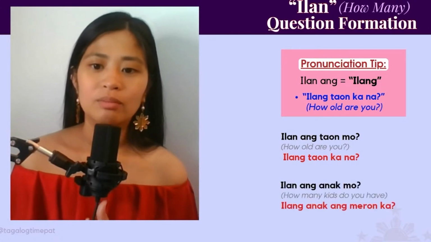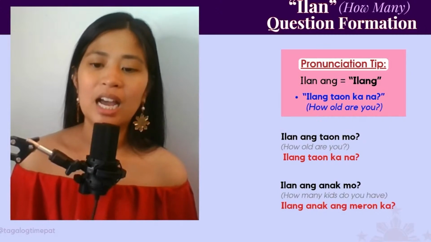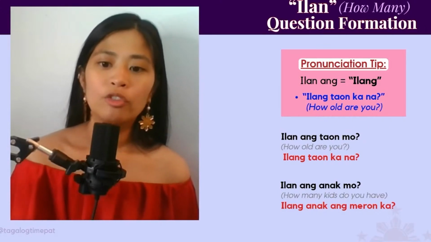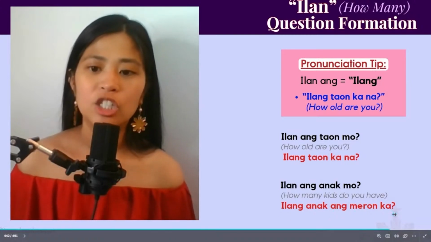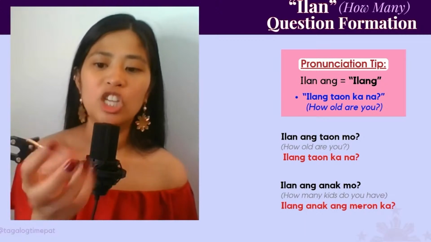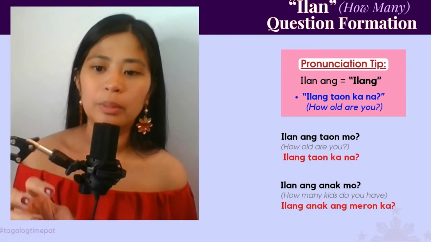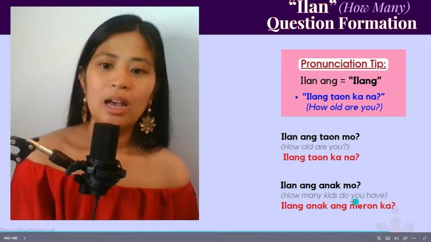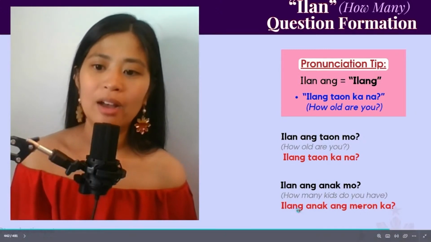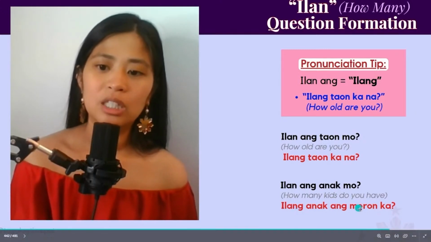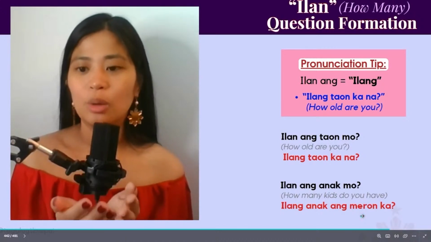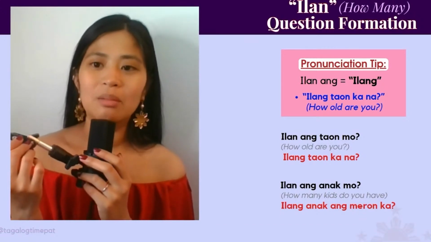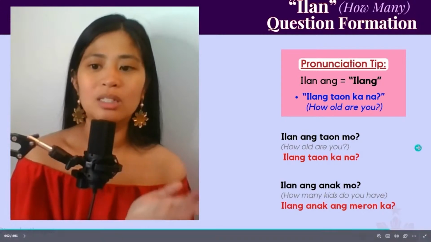Another example of that is, ilan ang anak mo? How many kids do you have? Versus, ilang anak ang meron ka? So we made the contraction, and then now we changed up the grammar a little bit. So they both mean how many kids do you have, but this one is literally, meron means to have. So ilang anak ang meron ka? How many kids do you have? So same meanings, just different ways of saying it.